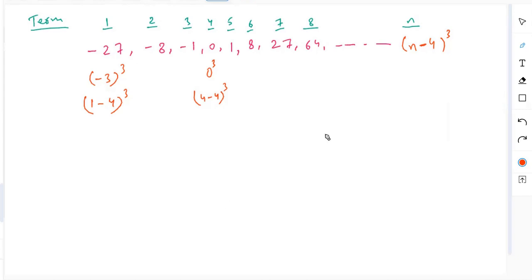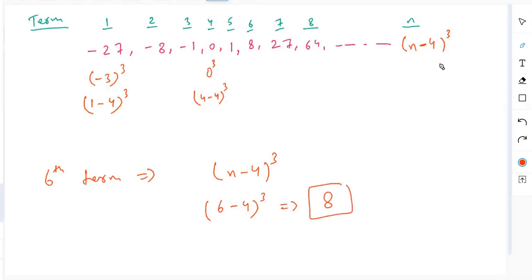ठीक है. सो इसका जनरल टर्म फॉर्मूला हमारे पास क्या हो जाएगा? n minus 4 whole cube. So let's say आपने इसकी सिक्स्थ टर्म फाइंड करनी होती, जस्ट टू कंफर्म, सिक्स्थ टर्म हमने निकालनी है, राइट? तो फॉर्मूला क्या है इसका? n minus 4 whole cube. n क्या है? 6. 6 minus 4 whole cube, that gives you 2 का cube, which is 8.